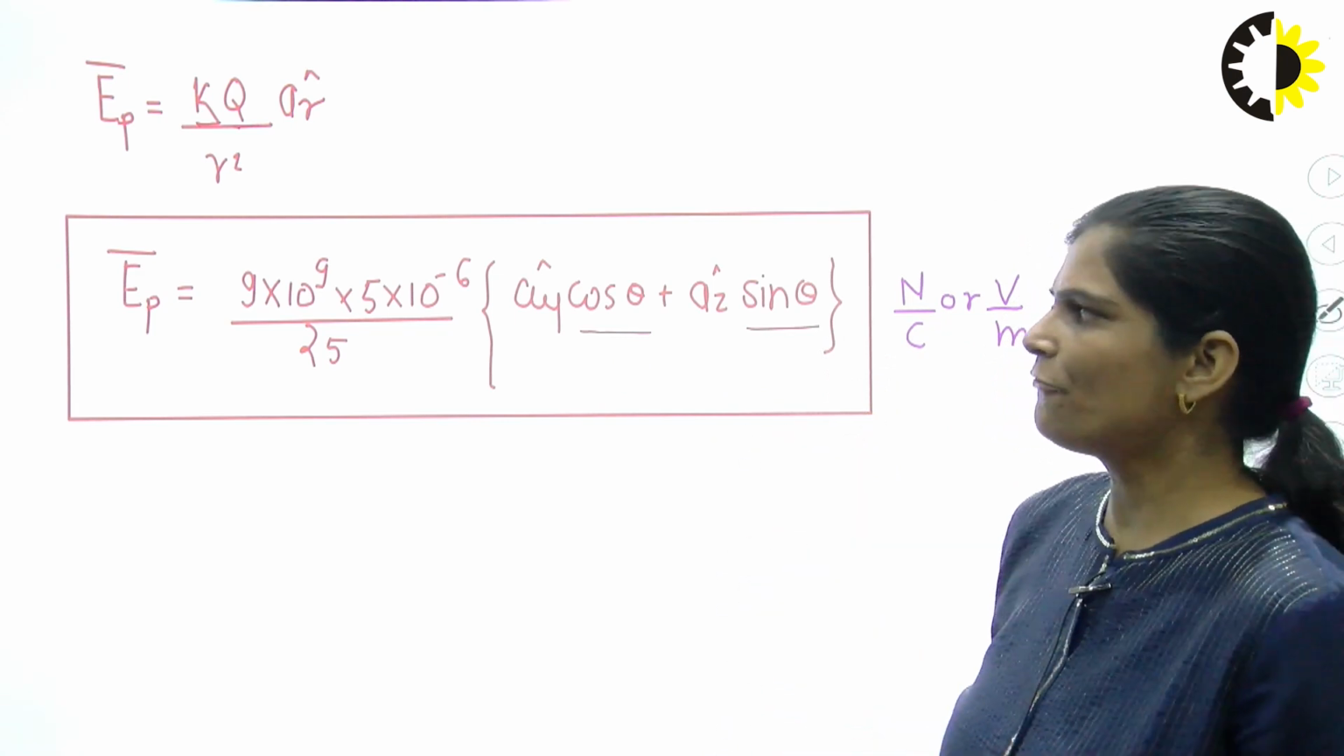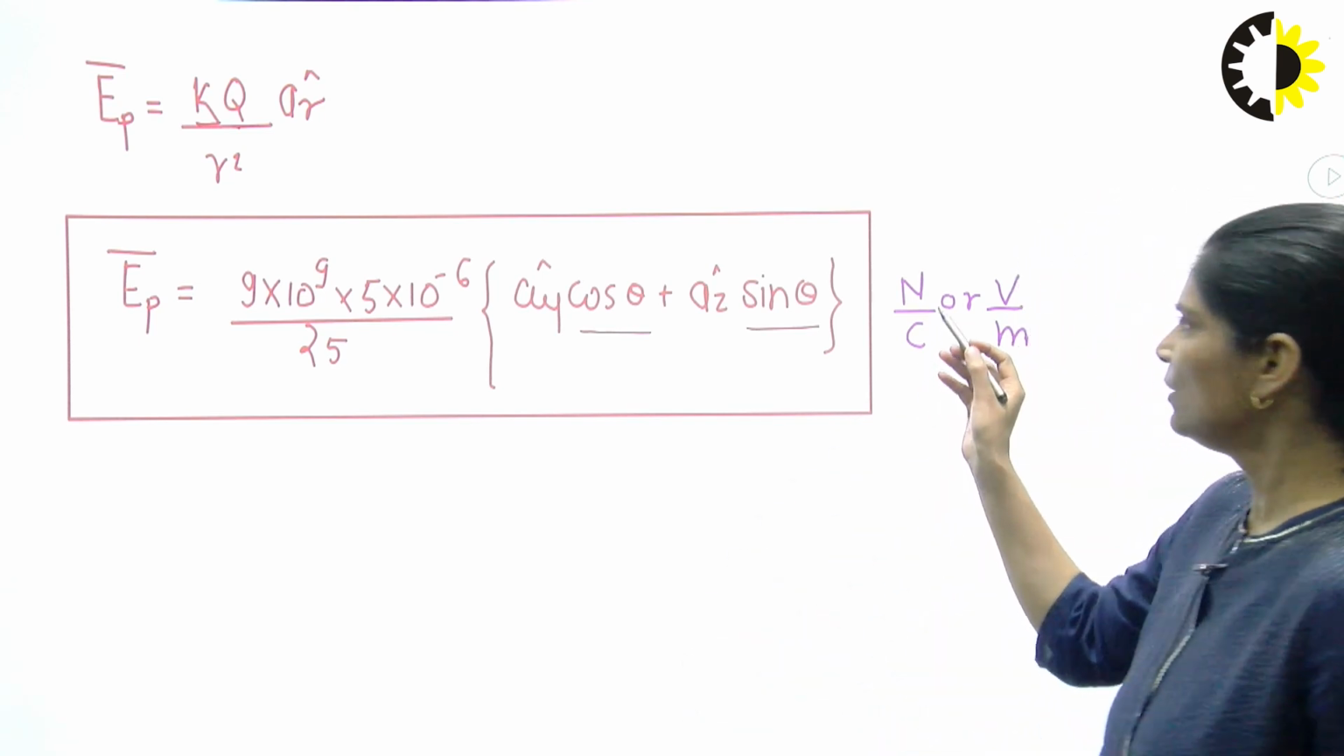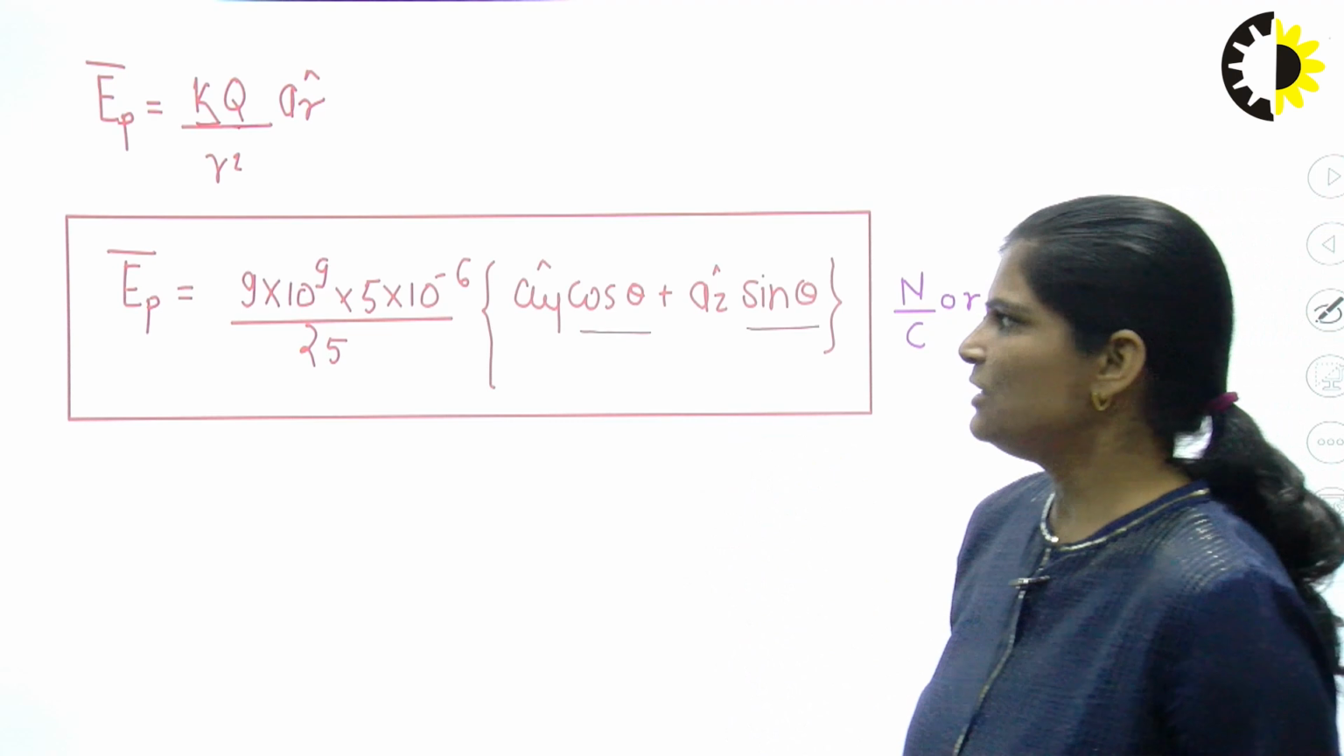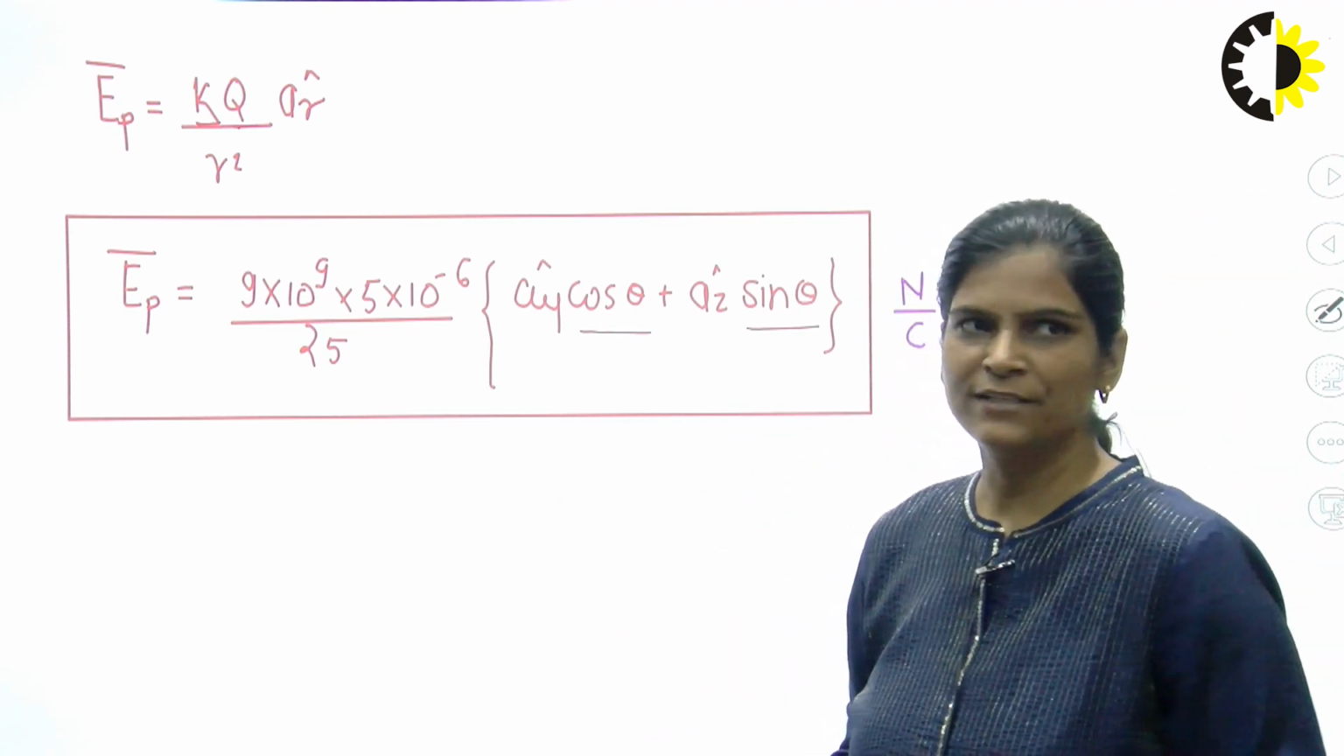And units of electric field intensity is equal to Newton per Coulomb or volt per meter. So find out by using these values and you will get the result.